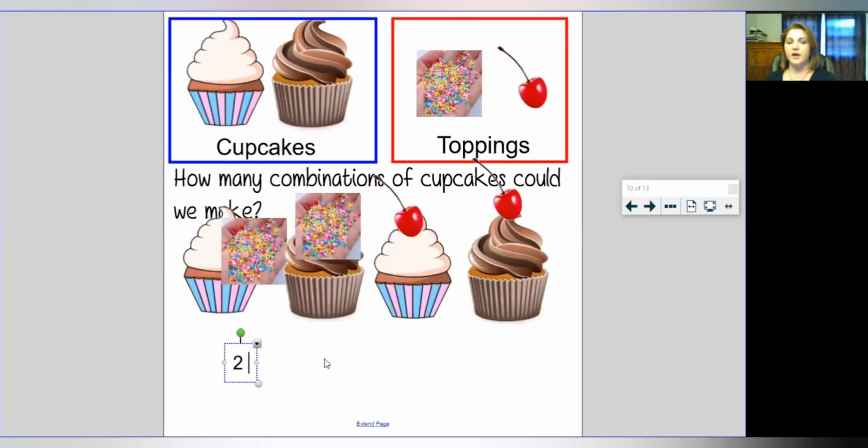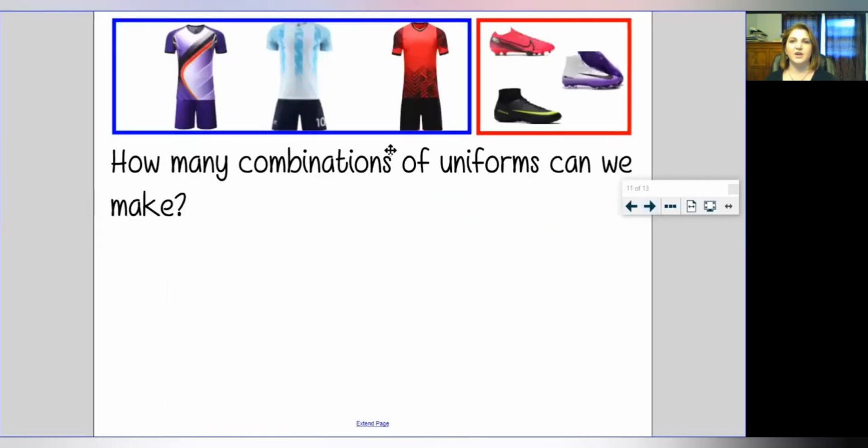How many types of cupcakes did we have? You're exactly right. We had 2. And if I multiply it by 2, because we had 2 types of toppings, what does that equal? Hold up 2 fingers and skip count by twos. 2, 4. So we have 4 different combinations. Let's take a look at our next choice. Well, now we have some soccer uniforms and the cleats that go with them. Now we have more choices here, so let's figure out how many different combinations we can make.